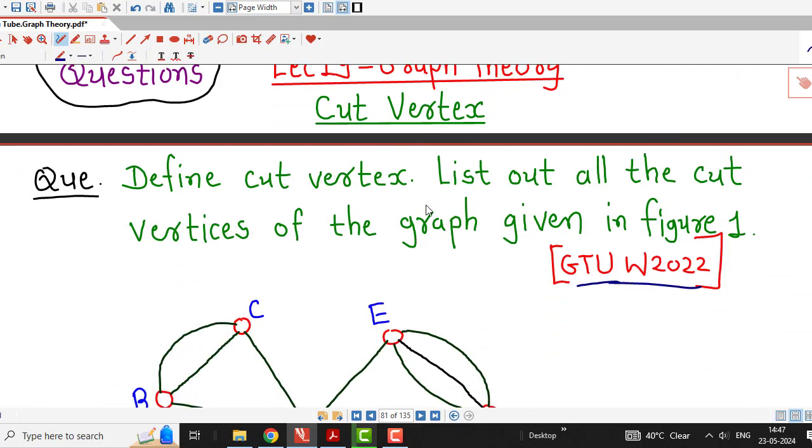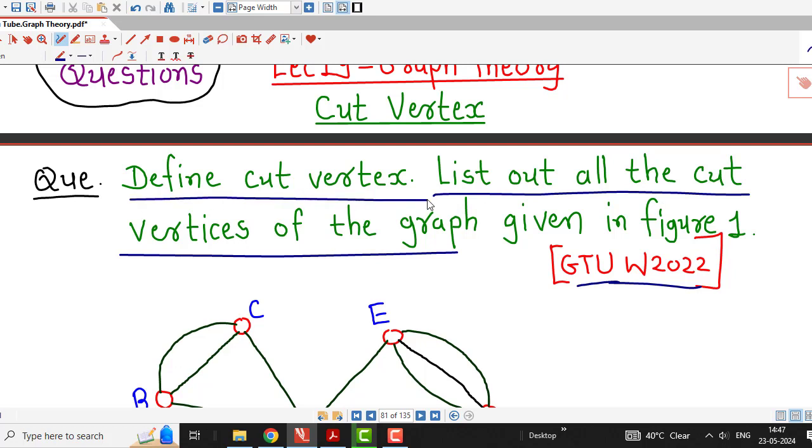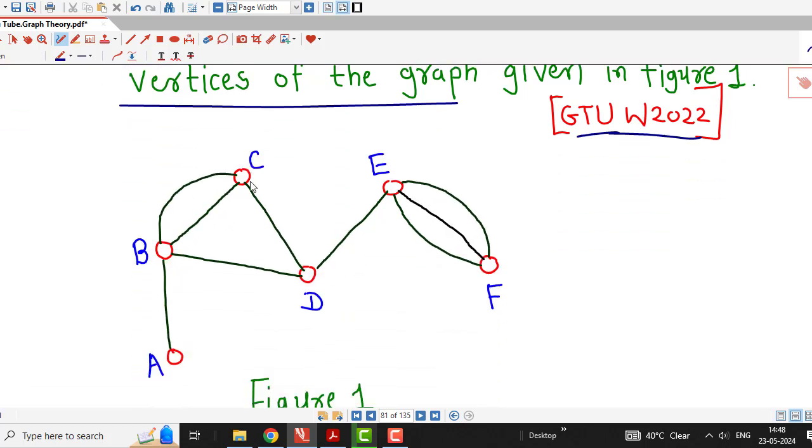So here we are given one graph and we have to list out all the cut vertices of the graph. And first you have to define cut vertex. So a cut vertex is a vertex of a graph such that after removing that vertex and all edges incident with that vertex, we obtain more connected components as compared to the given graph.